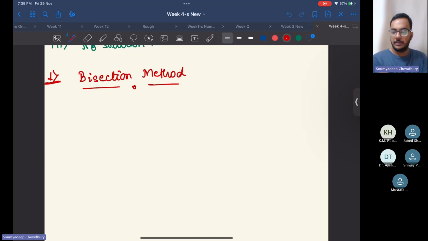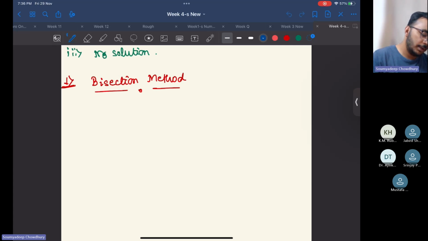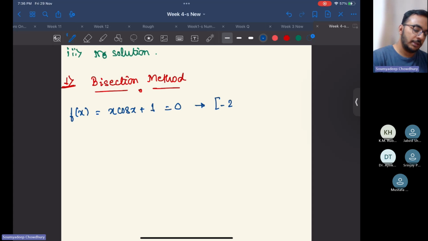So in the bisection method, first we'll look into the mathematical approach, then we'll see the geometrical thing. Okay. So here, suppose you have a function which is given, f of x equals x cos x plus 1 equals 0. Okay. Now it is given the initial bracket, that is, your solution lies between -2 and 4. So this is given to you.